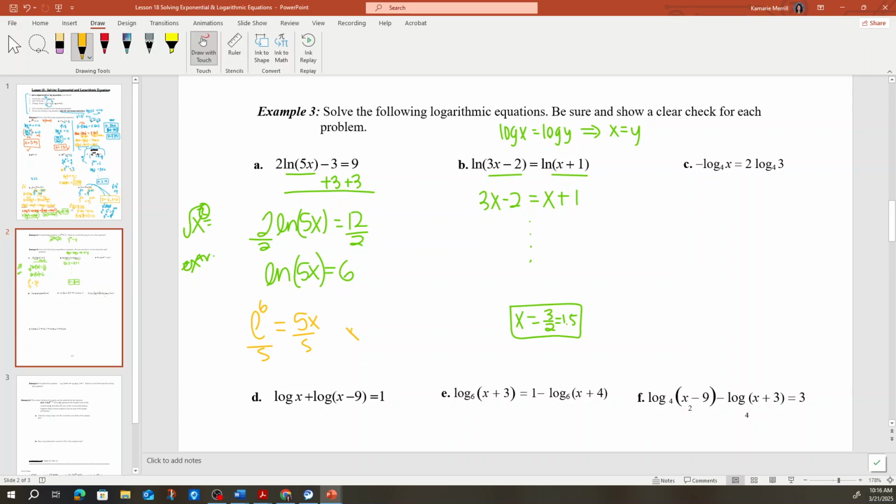Divide it. All right, in your calculator, you guys will type in e to the 6. Make sure you find that decimal, and then divide that by 5. And what do you guys get? 80.69. Good. If you got about 80.69, you have it correct. Now, over here is different though. This one's a little bit different.